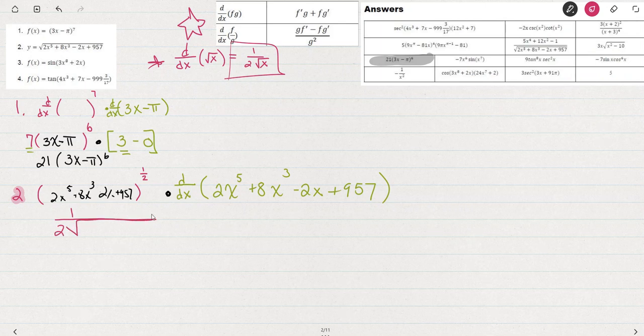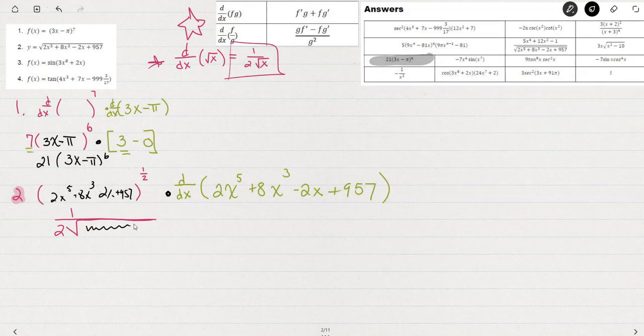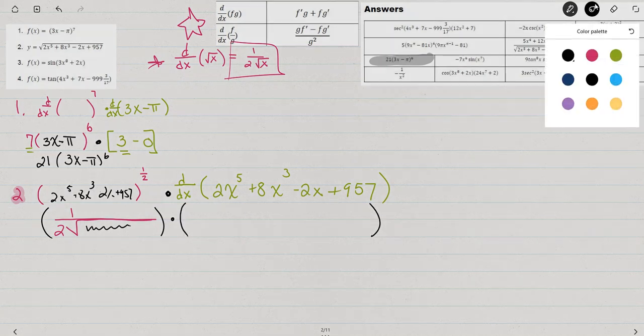And when we do the derivative using the power rule or use the formula, we end up with 1 over 2 times this square root. You know, I'm going to just put the black blob here because we know it's the 2x to the 5th plus 8x cubed, and so on, right? I'm going to multiply this times the derivative of this green thing, the radicand, the piece that's inside.